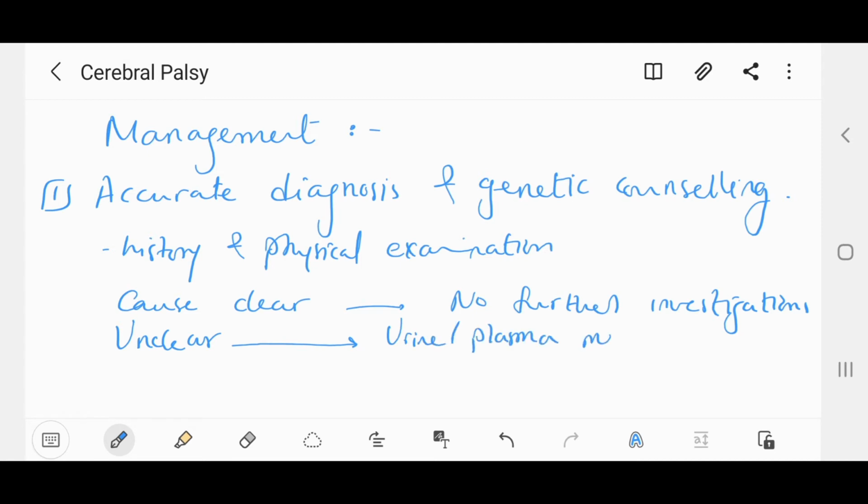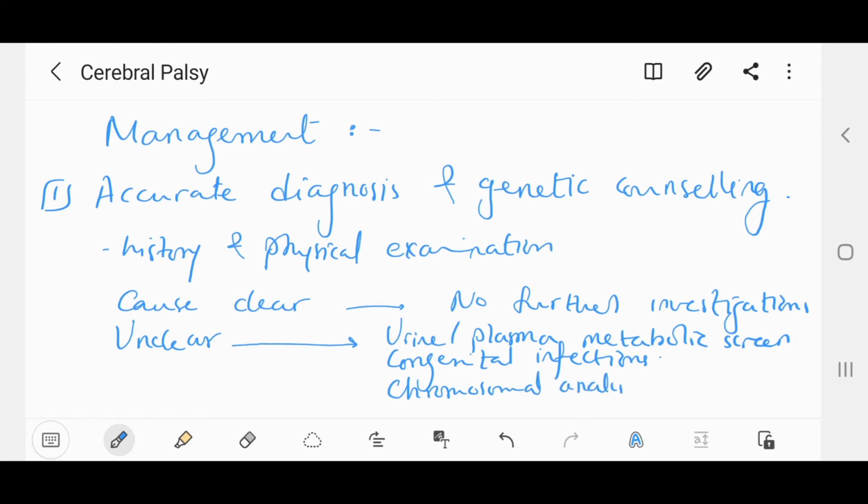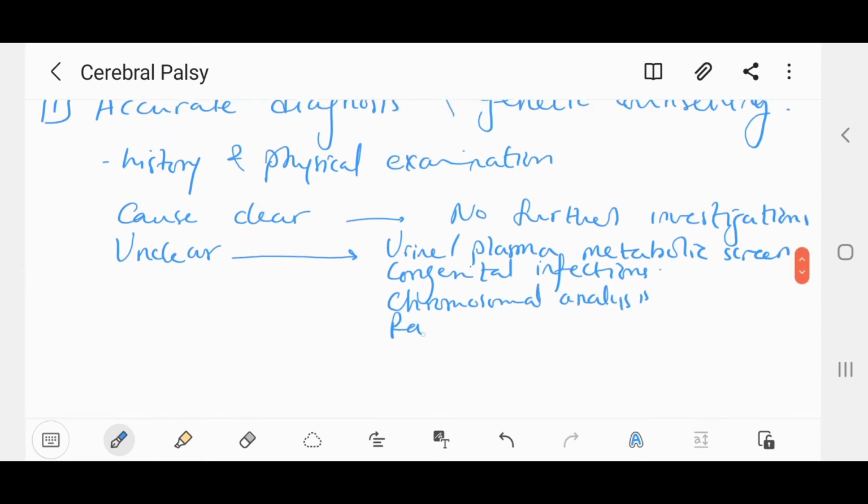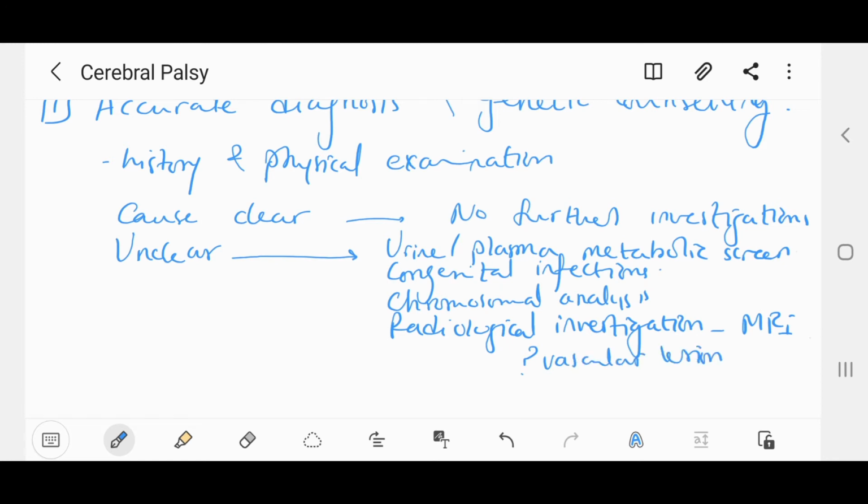consider congenital infections, chromosomal analysis, radiological investigations such as doing an MRI, looking for a vascular lesion, malformation or a periventricular leukomalacia. If the cause is clear, for example, a massive antepartum hemorrhage followed by a neonatal encephalopathy, so this is a clear cause for cerebral palsy. So that's when we don't need any more investigations.